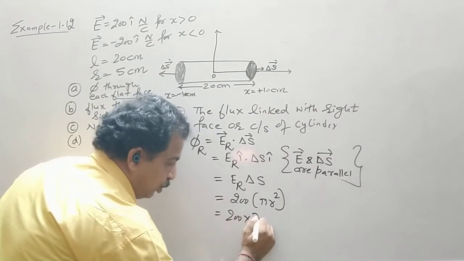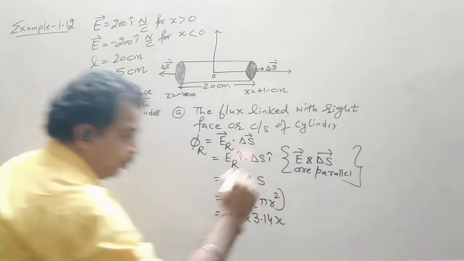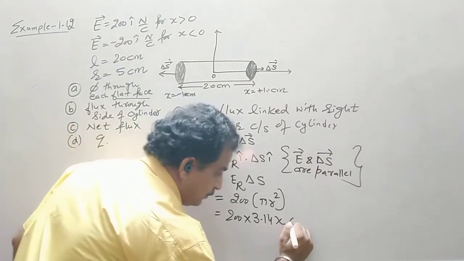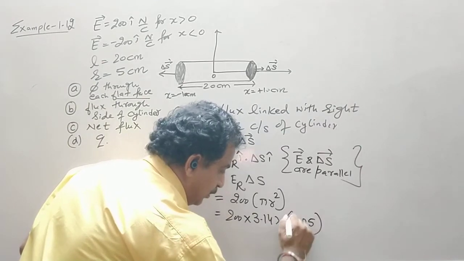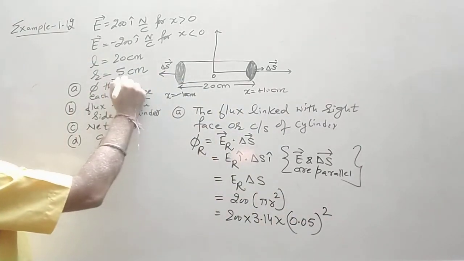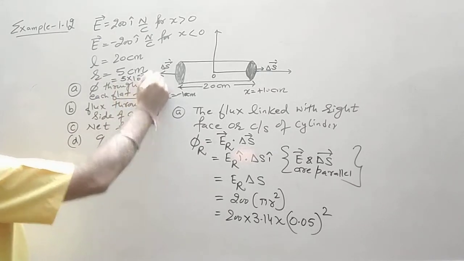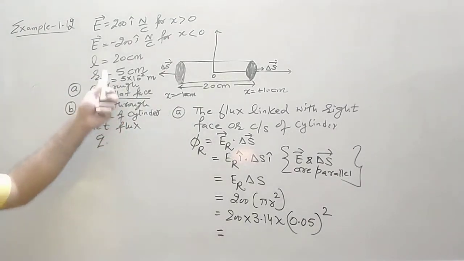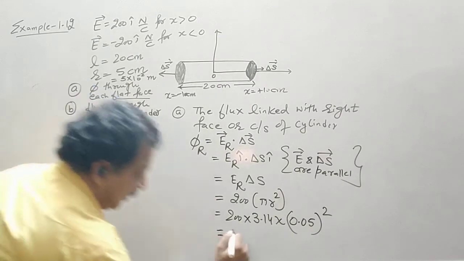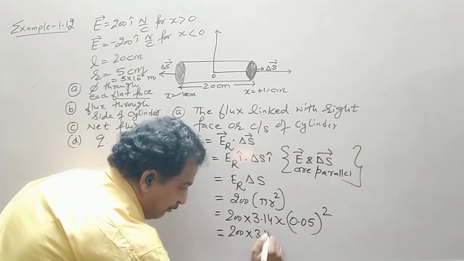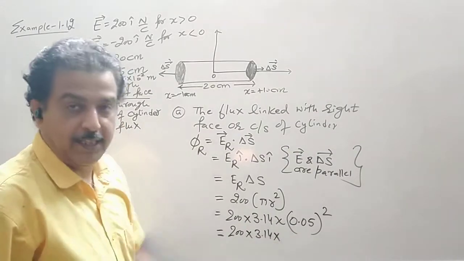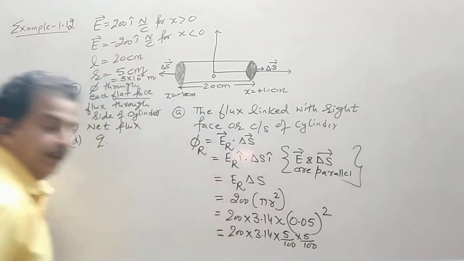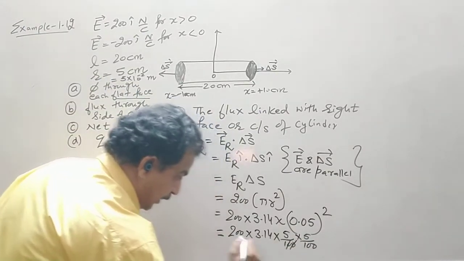So this is equal to 200 into 3.14 into r, which is 5 centimeter, which can be written as 0.05 meter, whole square. So this can be written as 5 into 10 raised to minus 2 meter. So you calculate this value, or because we have to find out this, let me calculate. This is 200 into 3.14 into 5 upon 100 divided by 5 upon 100. So this 0 cancelled.